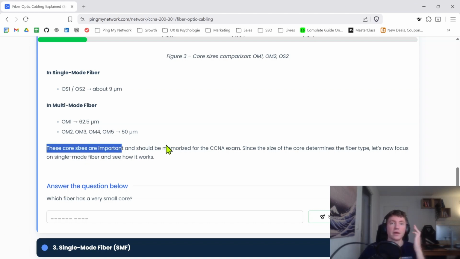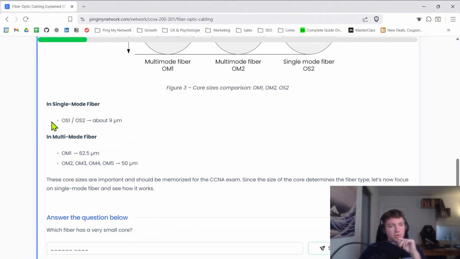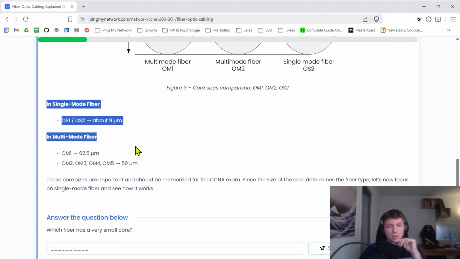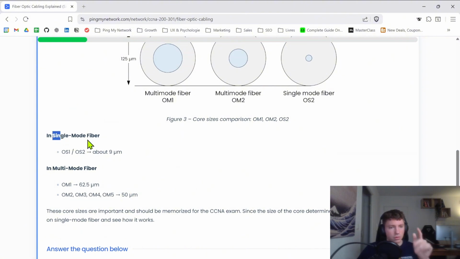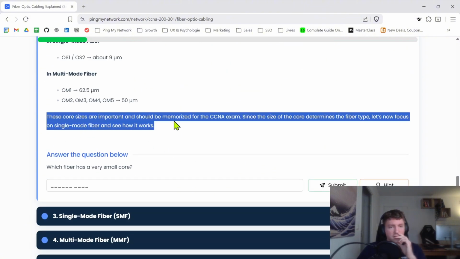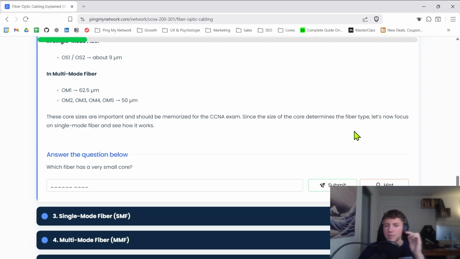The core sizes are important and should be memorized for the CCNA exam. Okay, so must be memorized. Single mode fiber 9 micrometer, multi-mode fiber 62.5 or 50 micrometers. Since the size of the core determines the fiber type, let's now focus on single mode fiber and see how it works.